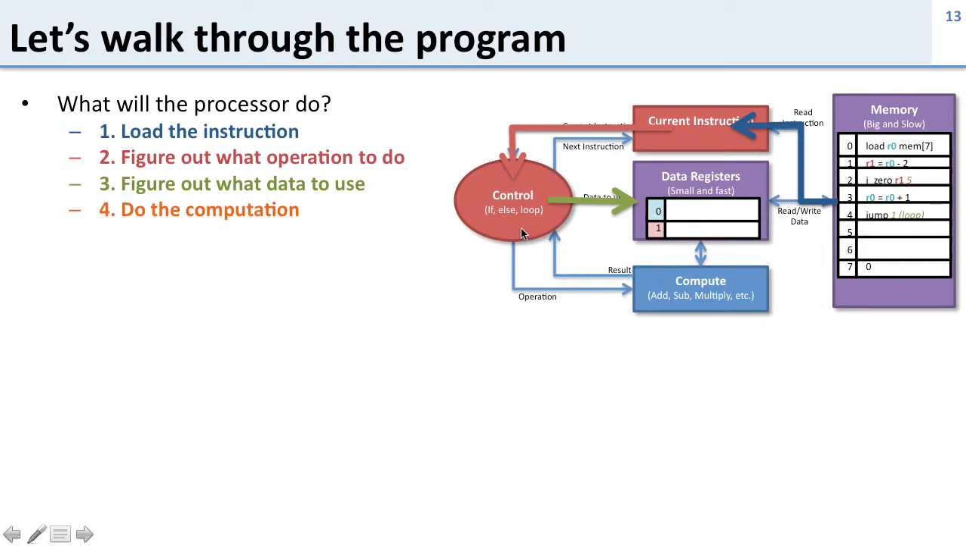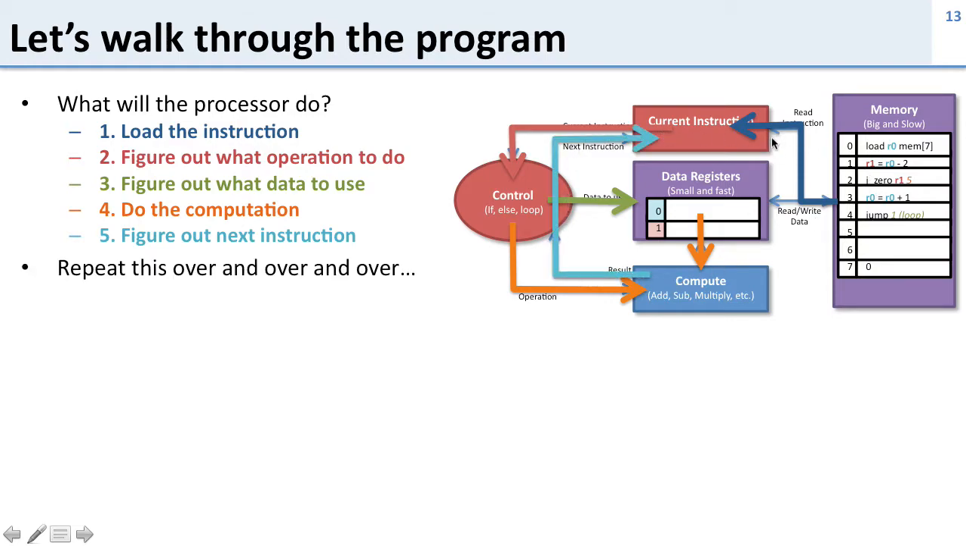and do the computation. So the control is going to tell the compute what to do, and we're going to use the results of those registers. Finally, we're going to figure out the next instruction and go ahead and load the next instruction again. So we're going to repeat this over and over and over again until we get through the whole program.